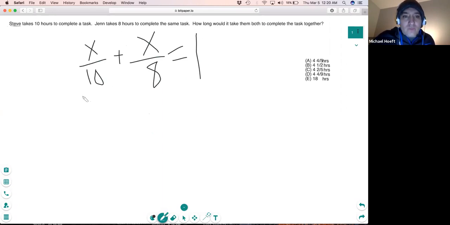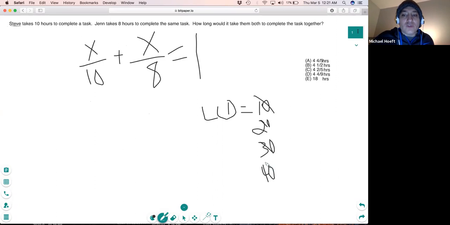So now what's our LCD of 10 and 8? The easiest way to find the LCD is to start at the top number, the highest number, that's 10, and check to see if 8 goes into 10 evenly. Nope. 20. Nope. 30. Nope. 40. Yep. So you quadruple it. Our LCD is now 40.